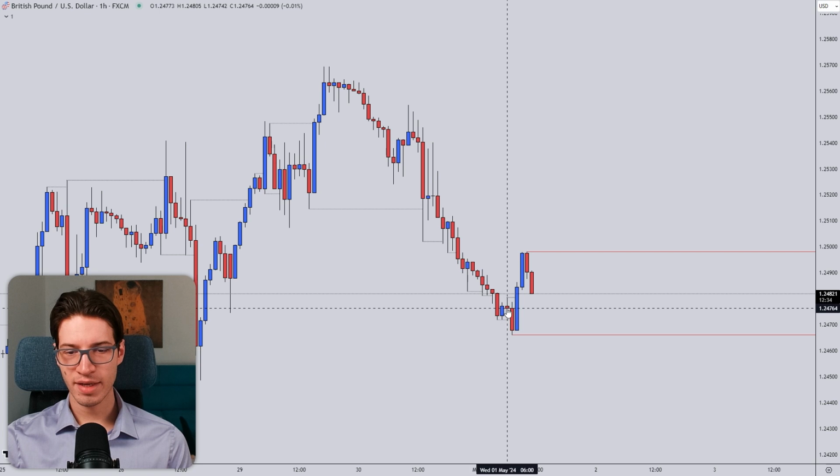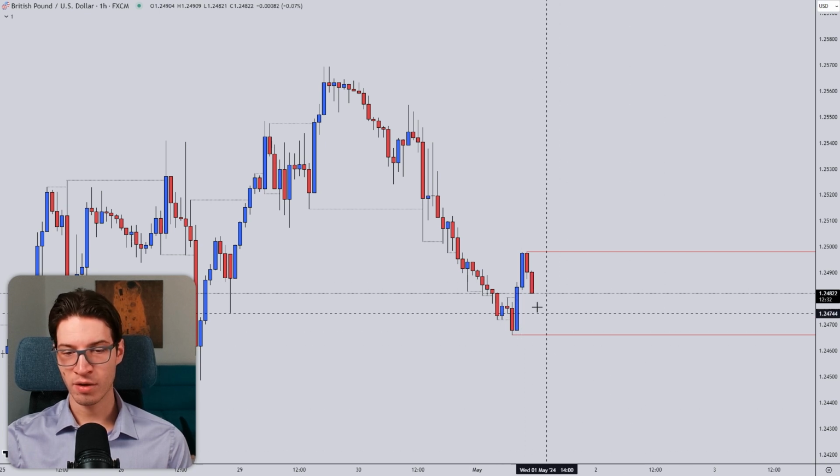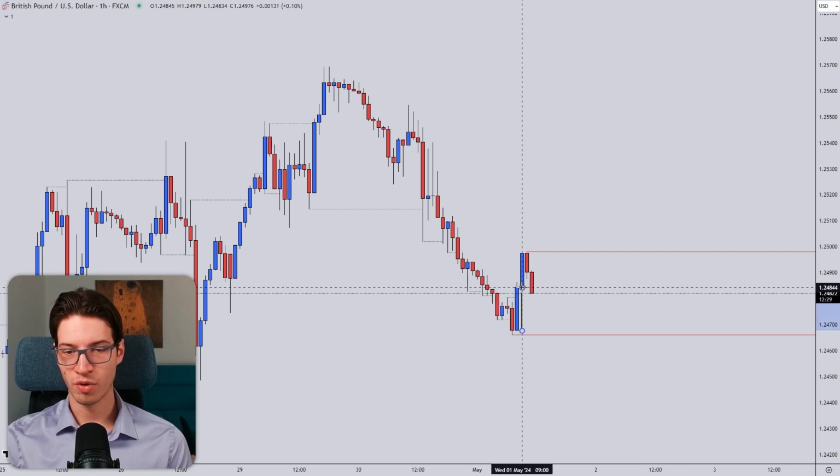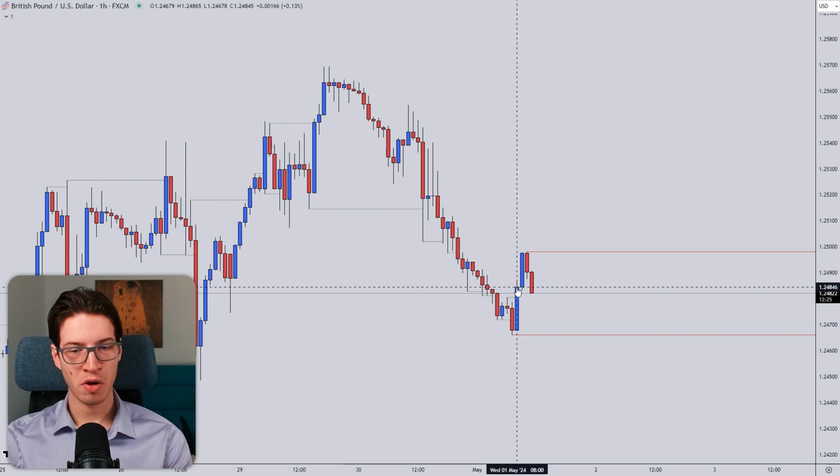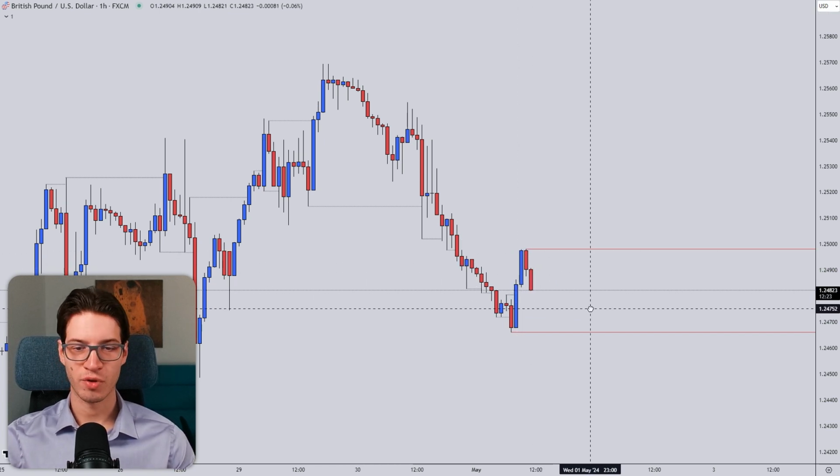So the descending is clean, the push up is clean. I'm seeing a lot of nice, strong, bullish momentum here and here. Clean close here, small wick here. That is a sign of strength, bullish strength.